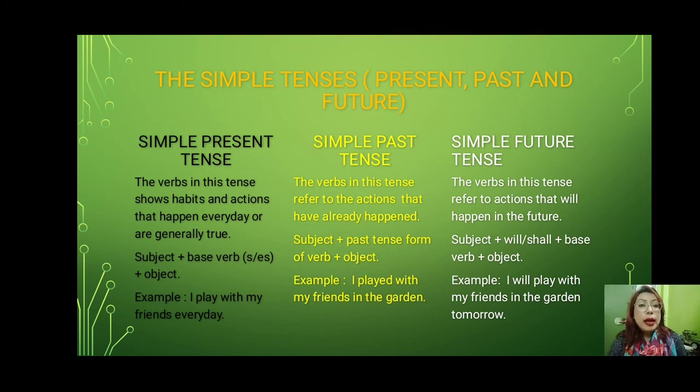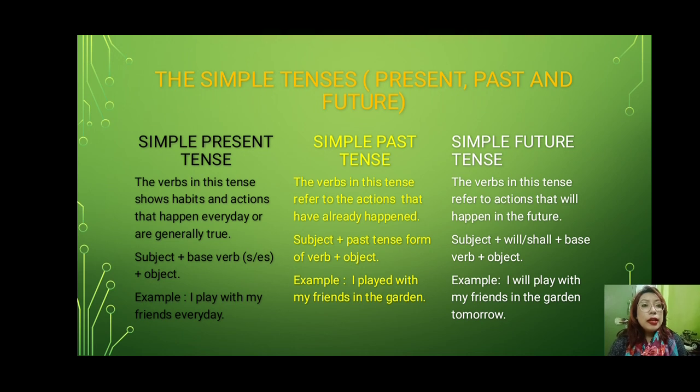So here, I have taken the same example. If the same example is taken in the simple past tense, I played, whereas in the simple present tense, I play, right? I played with my friends in the garden. So here you see the subject is I, then the past tense form of the verb play. The past tense of play is played, with my friends in the garden.